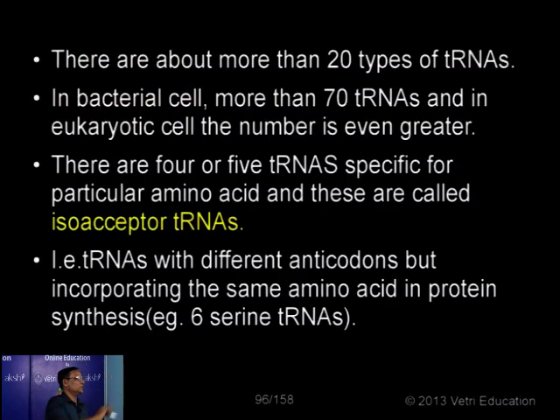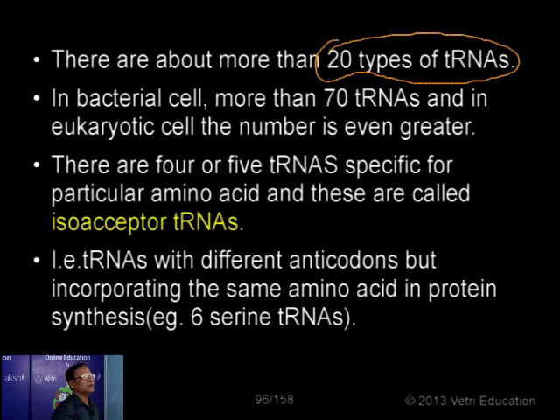Now let's see the structure of this one. If you count the number of tRNAs, as we have nearly 20 different types of amino acids, we do not have exactly 20 types of tRNA, but we have more than 20 types of tRNAs. In a cell, we have more than 20 different types of tRNAs, since we need at least one tRNA for carrying each amino acid. So we assume that there are more than 20 different types of tRNAs.